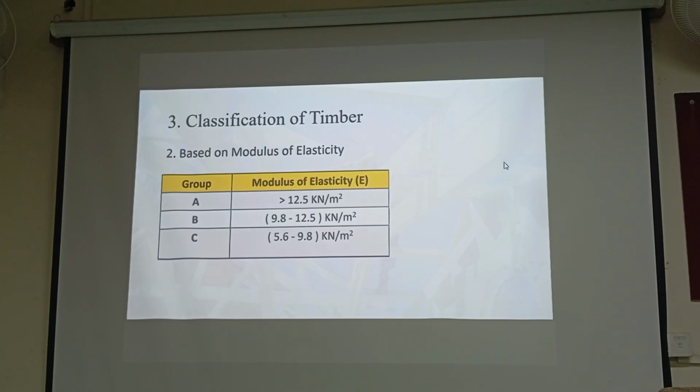Based on modulus of elasticity, there can be three groups: A, B, C. A, more than 12.5 kilonewton per square millimeter, has the highest elasticity. Then B is 9.5 to 12.5, and then category C, the lowest, is 5.9 to 9.5. This has the lowest elasticity, which means that the structure will break when we apply some strength. So category A has more strength, will not break easily, and has more elasticity.